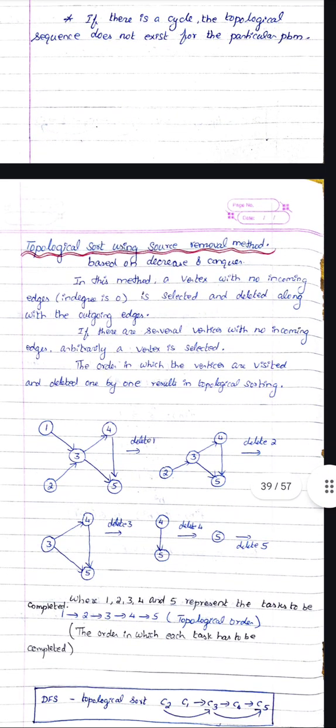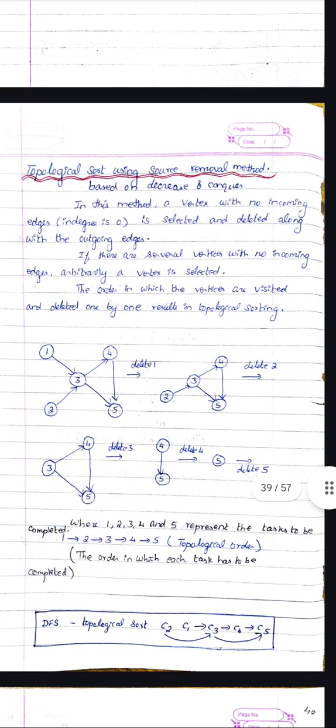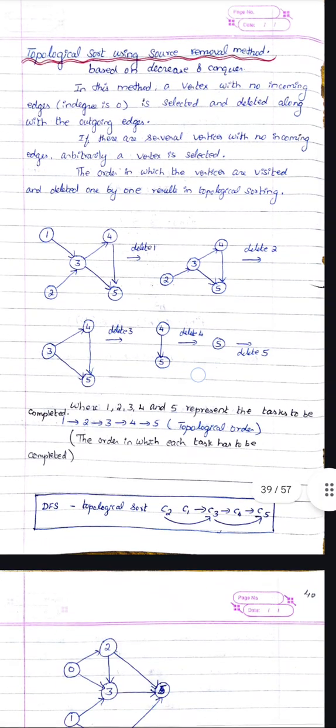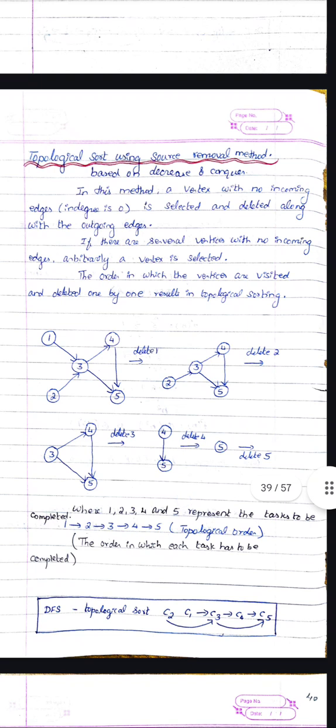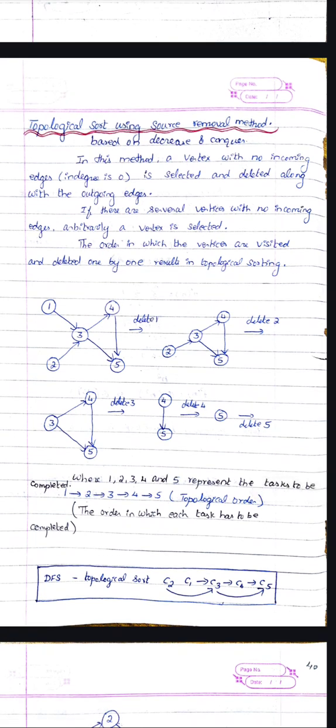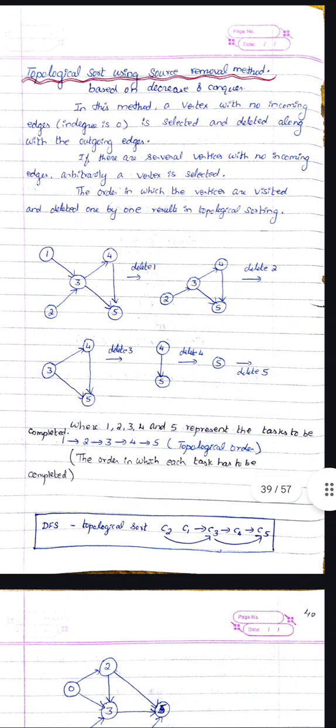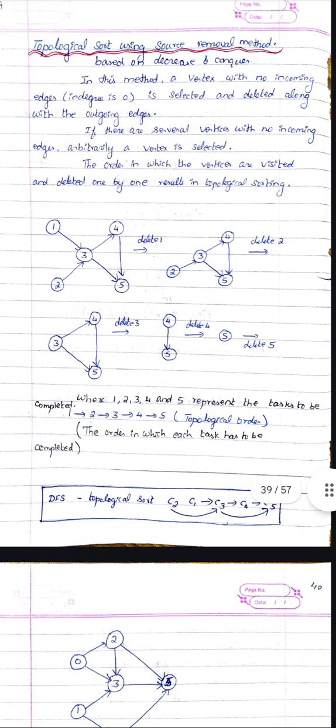Topological sort using the source removal method. In this method, a vertex with no incoming edges is selected and deleted along with its outgoing edges. If there are several vertices with no incoming edges, a vertex is selected arbitrarily. The order in which the vertices are visited and deleted one by one results in the topological sorting.